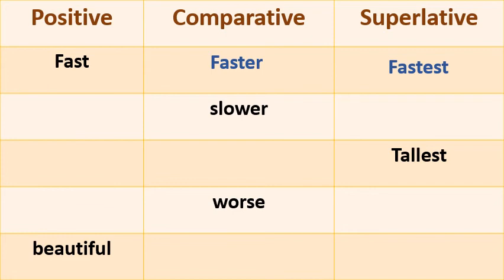Now superlative form is given slower. Can you guess the positive form of this? Yes, you are right. That is slow. Correct. And the superlative form is slowest. And here now in the third, tallest means superlative form is given. We have to write positive and comparative degrees. You know that tall, taller and tallest, isn't it?